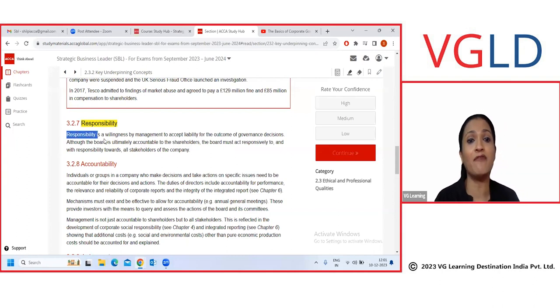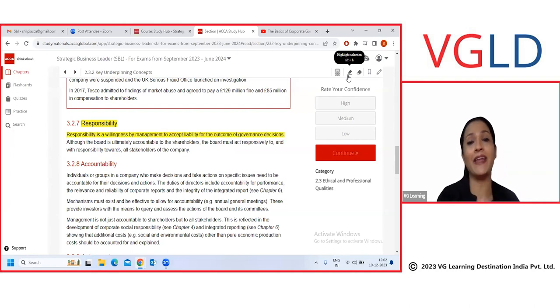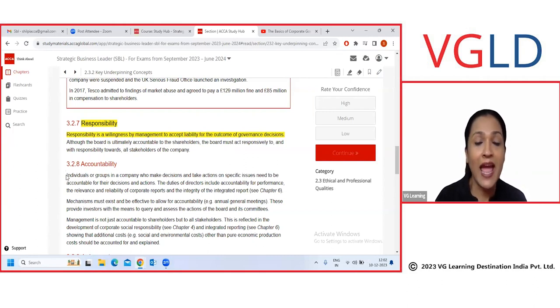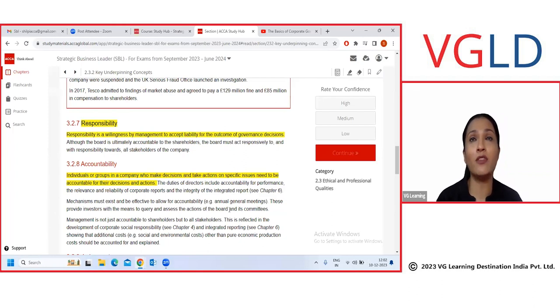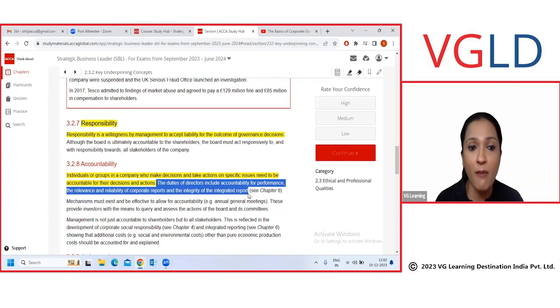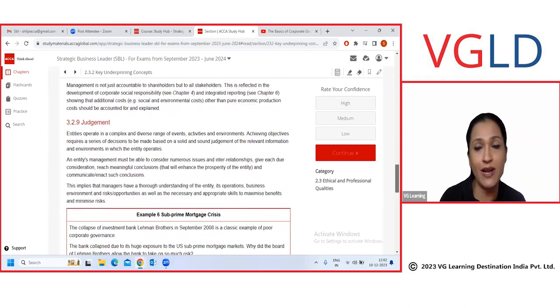Responsibility is a willingness by the management to accept liability for the outcomes of governance decisions. So you are holding yourself responsible, and hand in hand with responsibility comes the concept of accountability, wherein you are taking decisions and making yourself accountable for them. You consider that, yes, this is what I know, and these are the repercussions of my decisions. It is my duty as a director to be accountable for the good, bad and ugly things that have happened in the organization. The duties of directors include accountability for performance, the relevance as well as reliability of corporate reports, and the integrity of the integrated reports as well. Integrated reports are joint reports. We'll come to that separately.